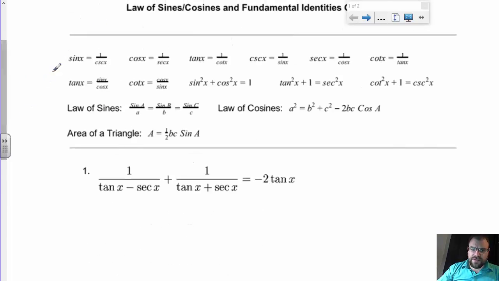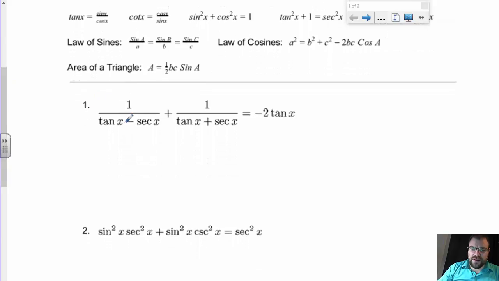On the quiz tomorrow, I will give you this formula table on the top here. So we're going to work out number 1 here. Let's get started. I have two fractions here that I want to add together, so I need a common denominator.